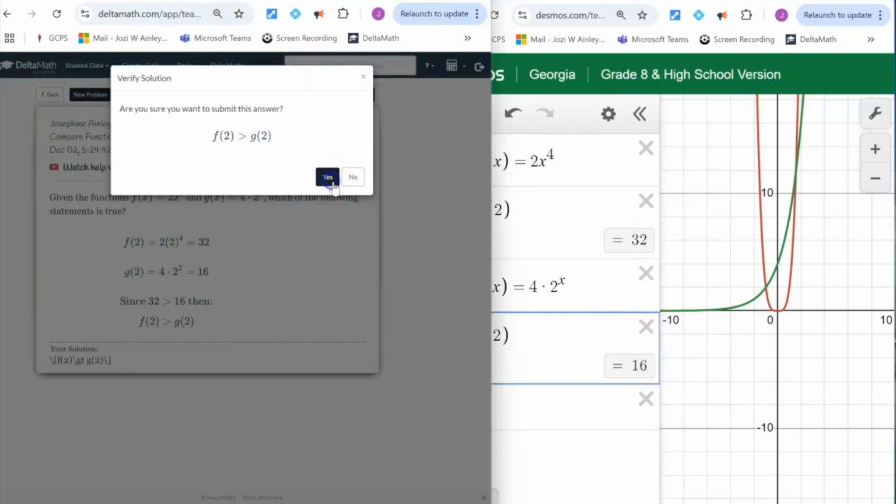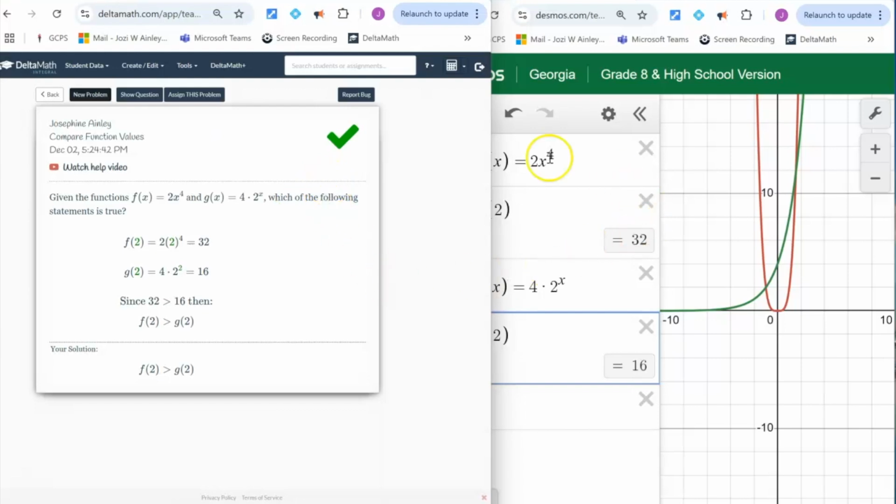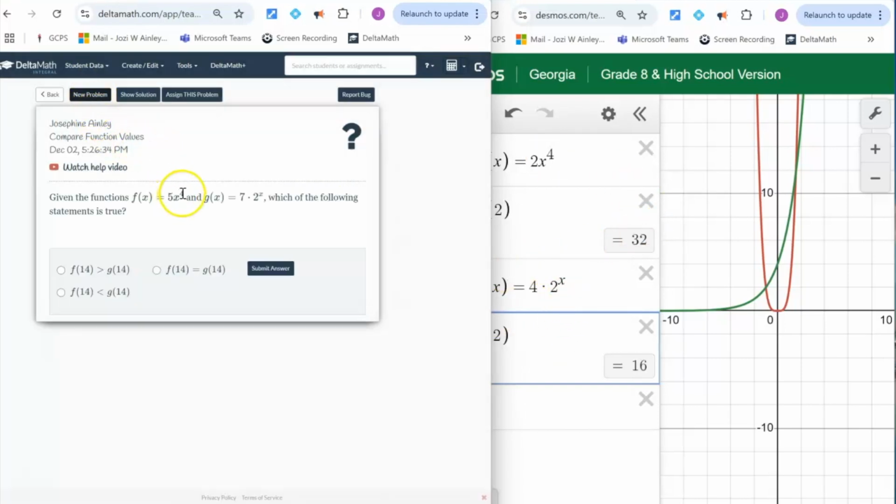So it doesn't matter which functions they give you. In order to compare them, you need to evaluate them, and the number will keep changing. So here are two other functions. There's f of x, there's g of x. This time, what's the number they want you to use? f of 14 and g of 14. And you're going to literally just follow those steps.